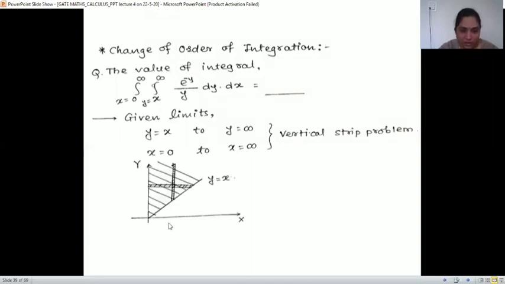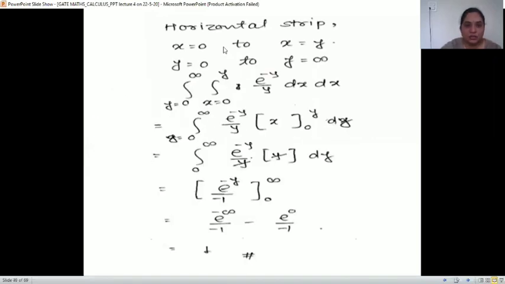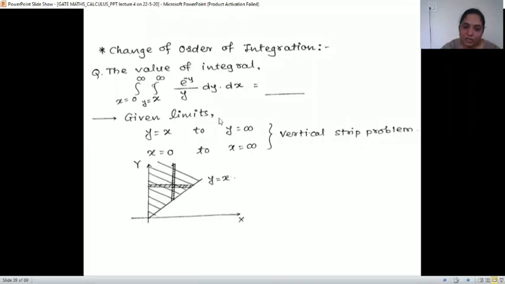So here is x is 0 and here is x is y. That is, the horizontal strip will give you x is 0 to x is y. And then we'll check for limits of y. So we have to rotate the strip in this region. So we'll come here. What is this? This is the lower limit of y. So what is here? Here it is y is 0, right?